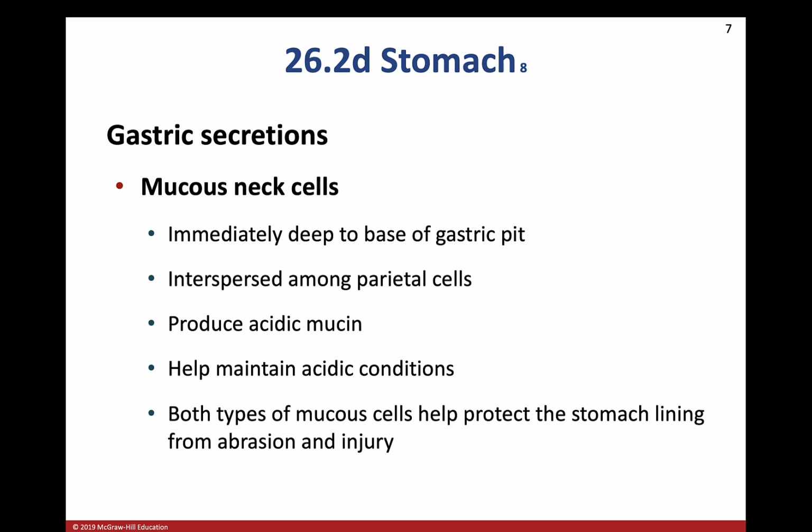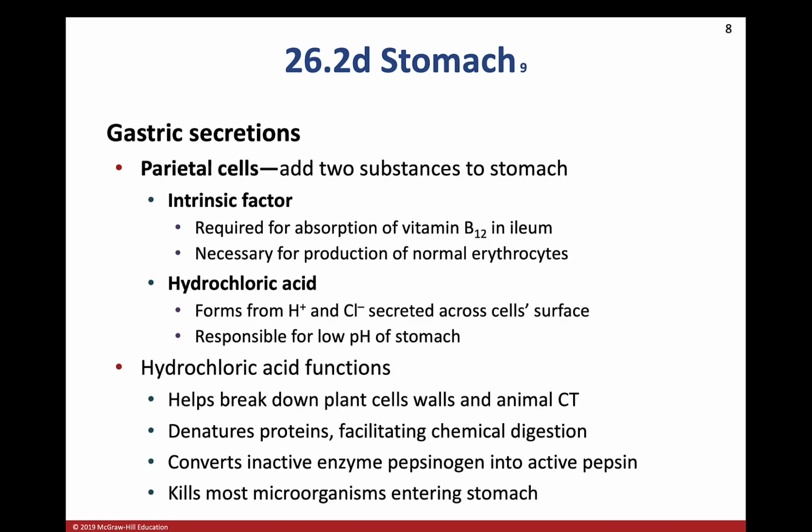Now, the mucus neck cells, these are immediately deep to the base of the gastric pit. They're interspersed among the parietal cells, and they produce an acidic mucin, and they are responsible for maintaining an acidic condition. We'll talk about why that's important. Now, both types of mucus cells have the job of protecting the lining of the stomach from abrasion and injury.